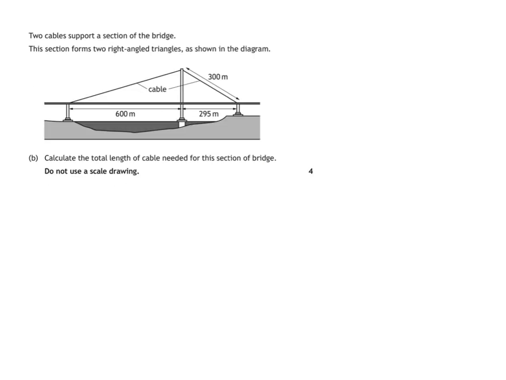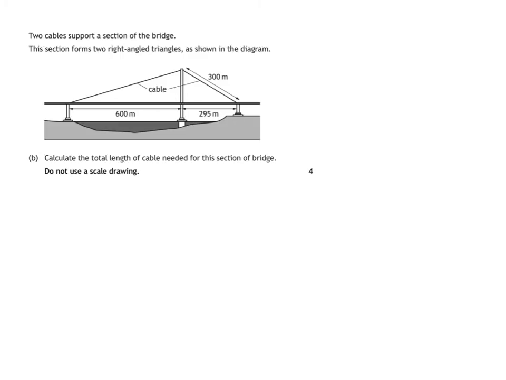So this question keeps going, as a lot of questions in this paper do, as you will have seen. So 2 cables support a section of the bridge. The section forms 2 right-angled triangles as shown in the diagram which I've got there. We need to calculate the total length of the cable needed for the section of the bridge, and we're not to use a scale drawing.